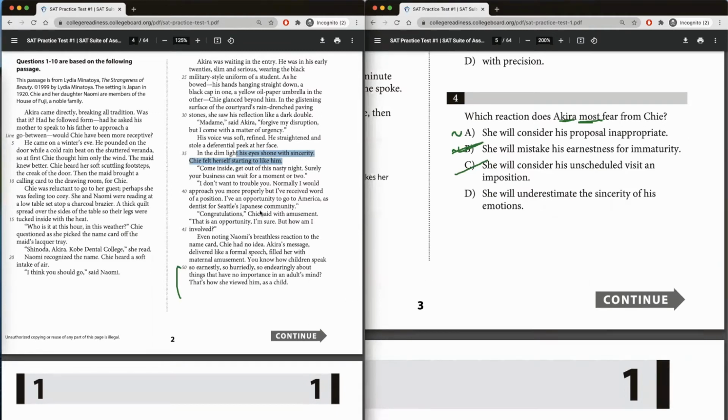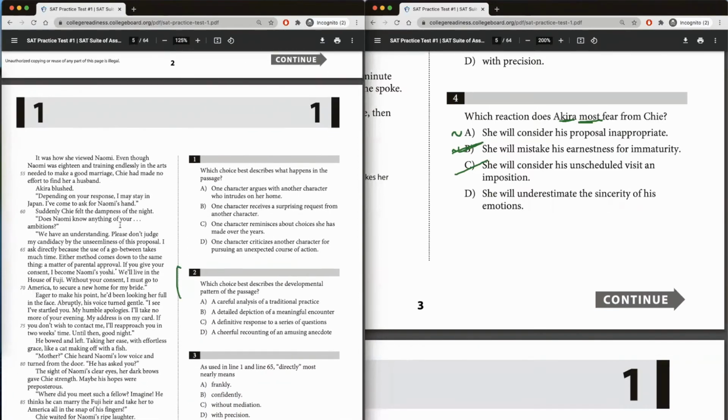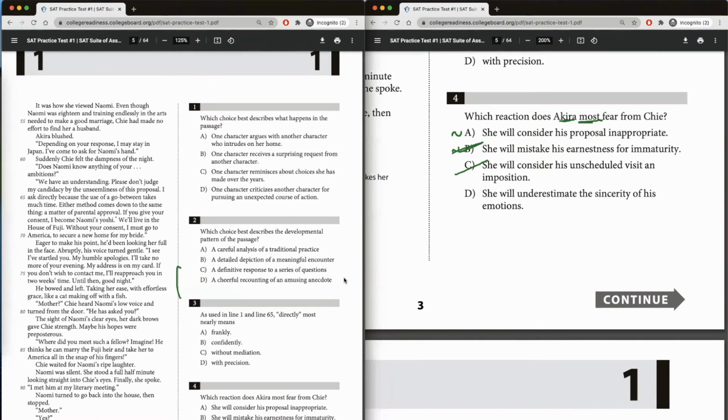And then, she will underestimate the sincerity of his emotions. Well, he never says that, because he brings up the proposal part here. So now we're going to need to see what Mom's reaction is to this potential proposal in front of him, not after he leaves. So basically it says, abruptly he turned gentle. Here's him talking: "Either method, go-between or not, comes down to the same matter of parental approval. If you give your consent, I become Naomi's Yoshi."